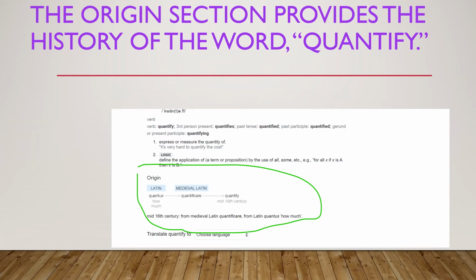And we have other words like quantity in English, which is also related to that root, quantus. In medieval Latin, that followed Latin, the word was quantificare, which was a verb. And then by the mid 16th century, in English, the word had evolved, had changed, and it was quantify.